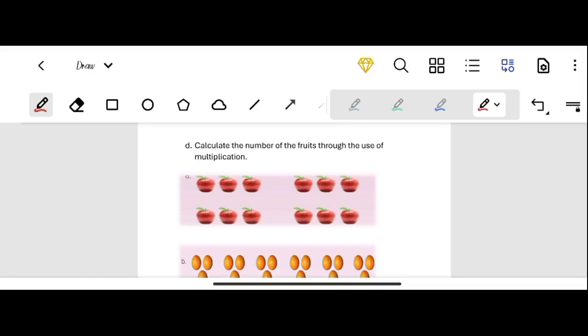So now we have A, we have apples. So we count, okay? We have 1, 2, 3, 1, 2, 3, 1, 2, 3, 1, 2, 3. So we have 3 apples repeating 4 times. So let's see, we have 1, 2, 3, 4 rows. Each row has 3 apples.